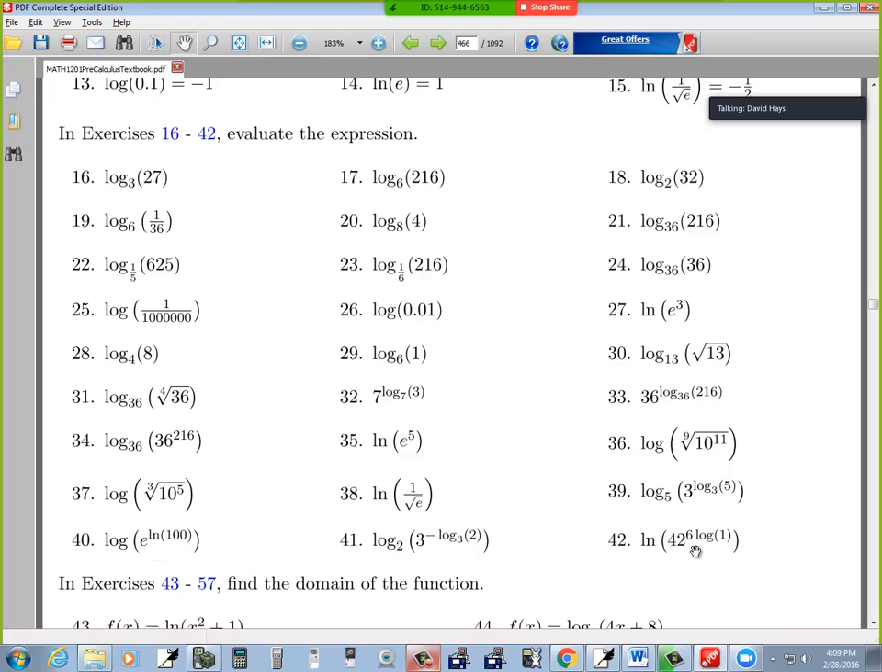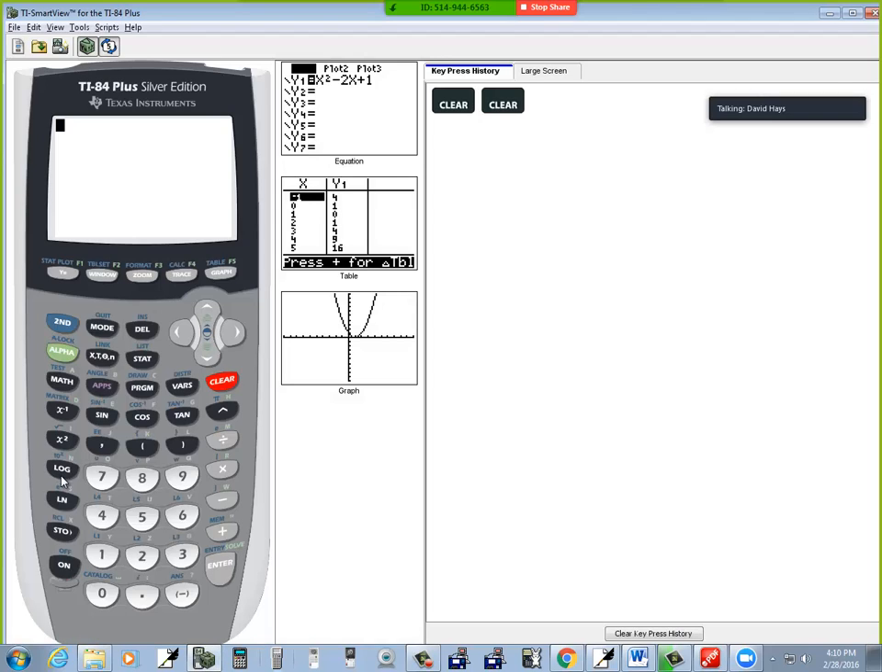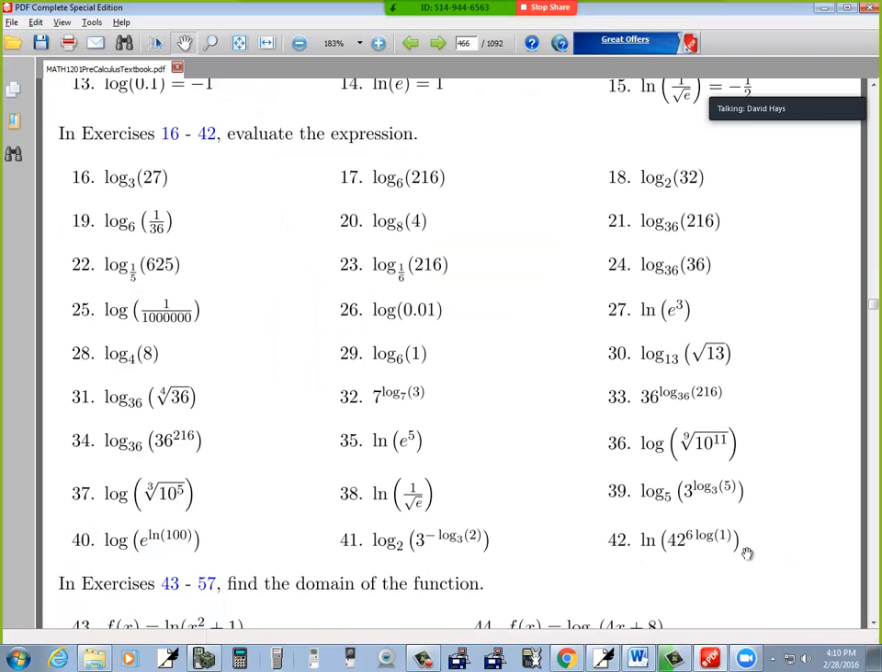Some of these are interesting. I don't know how to work number 42. Oh, yeah, I do. Oh, that's a tricky one. I was thinking about using a property, but log of 1, let me show you, is equal to 0. Which means log of 1 is 0, 0 times 6 is 0, 42 to the 0 power is 1, and then you've got natural log of 1, which is equal to 0.